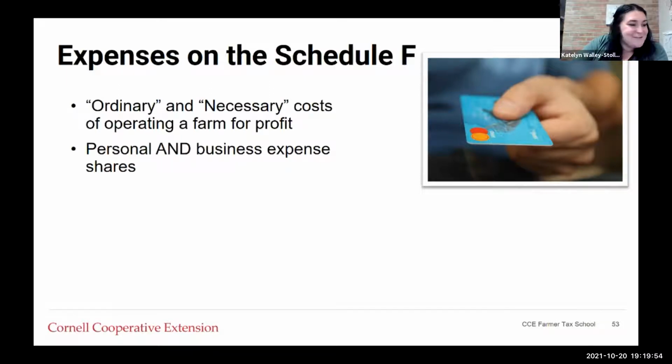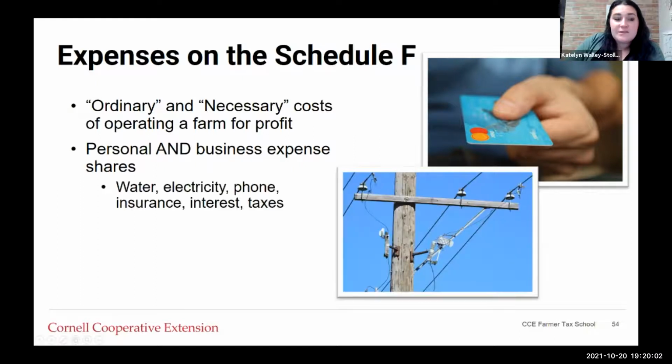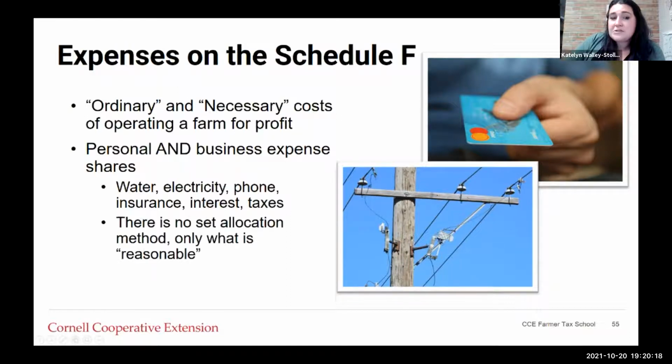There are cases, because this is the one that I always get asked the most, where your personal expenses could have a business share. Some examples of this are water, electricity, phones, insurance, interest, taxes, so utilities, taxes on land that maybe your personal home is located, but you also are operating part of your farm off of it. There's no set allocation for charging those expenses on your Schedule F or breaking them apart when they are a mix of personal and business use. Only what is reasonable. And this comes straight from the Farmer's Tax Guide.